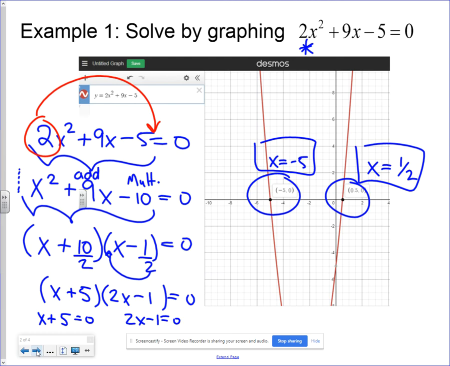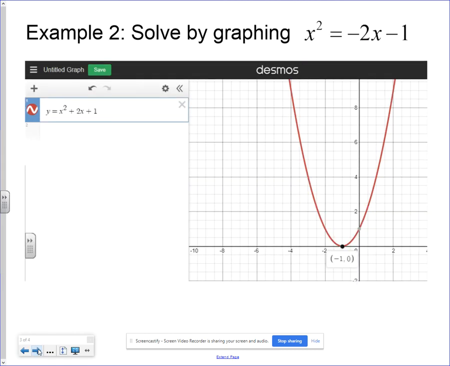All right, let's try another one. So here's my equation. x squared minus 2x minus 1. I want to solve it by graphing. So my first step is to get it in standard form. Again, this is the standard form. ax squared plus bx plus c equals 0.